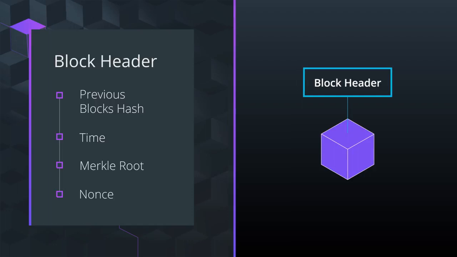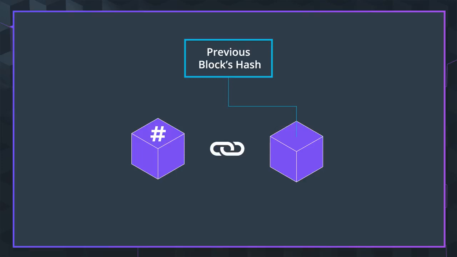The previous block's hash is what it sounds like. It's the hash value for the block that comes directly before the given block in the chain. Having this connection links the blocks together by allowing us to always know what block comes before and after any block on the chain. This is what forms the basis of the entire blockchain.